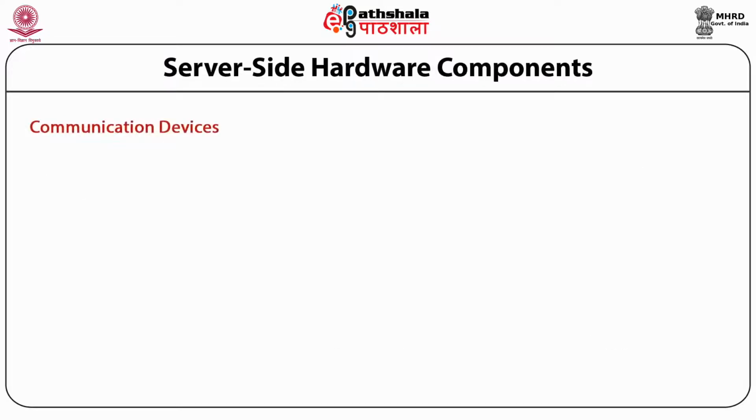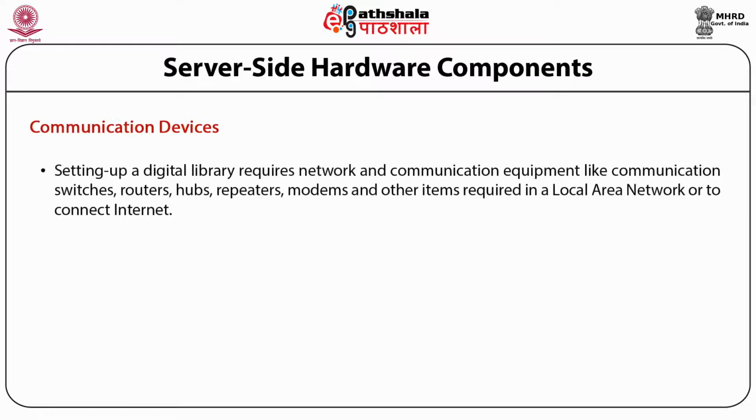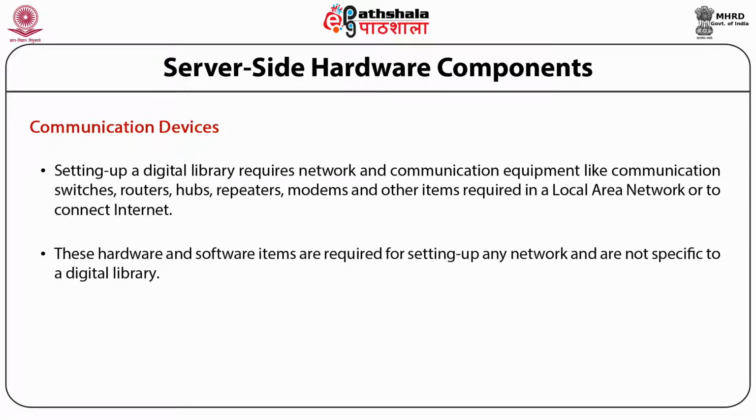Now let's see communication devices. Setting up a digital library requires network and communication equipment like communication switches, routers, hubs, repeaters, modems, and other items required in a local area network to connect to the internet. These hardware and software items are required for setting up any network and are not specific to a digital library.